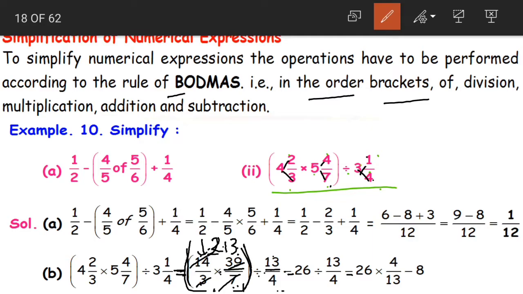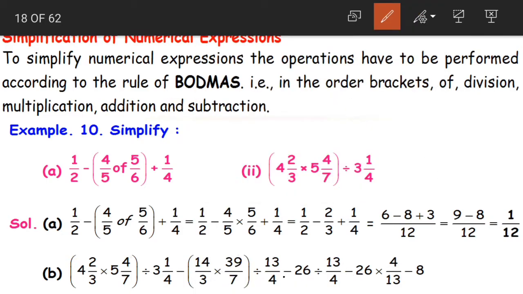2 13s become what, students? 2 13s are 26. Yes, and the denominator is 1. So 26 by 1 is equal to 26 only. So when we solve 4 2 by 3 into 4 5 by 7, we get 26 as our answer. Yes, clear till now?